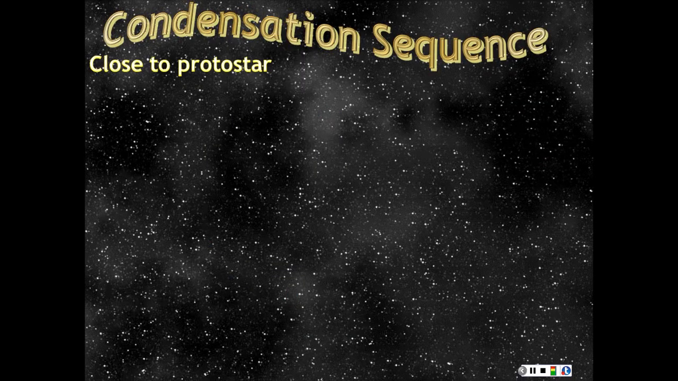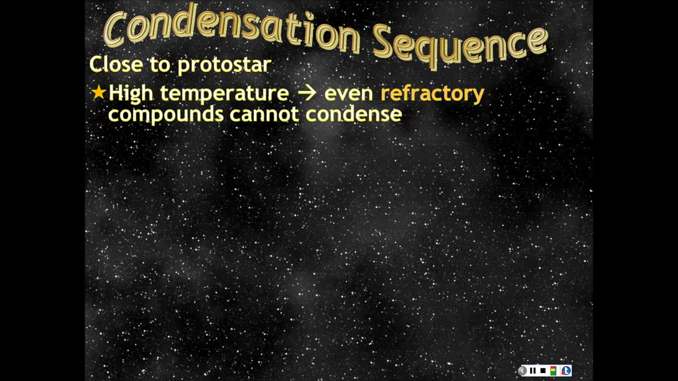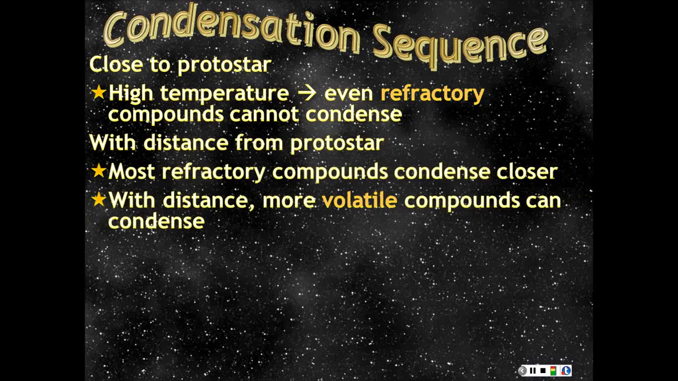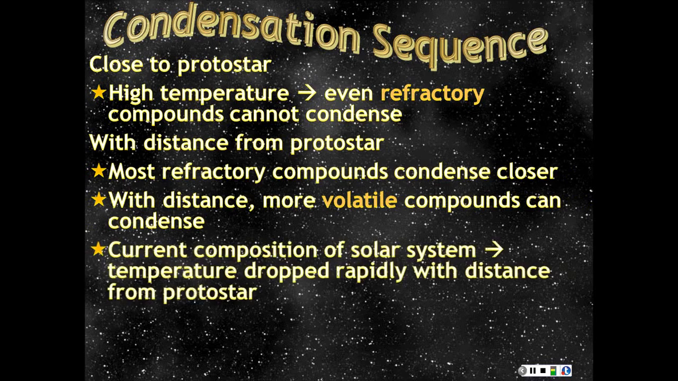And so, as a summary of this, the condensation sequence is basically what is the order of things that form. So close to the protostar we have refractory compounds. These are things that exist at high temperature. At very high temperatures, very close in, you don't get anything. And then as you move away, you can get the very most refractory things. And then as you get further away still, more volatile things can condense. That is, things that would normally be in gas phase at room temperature.